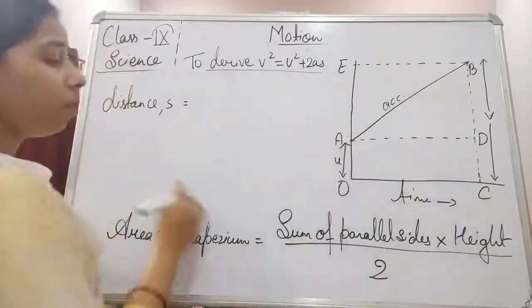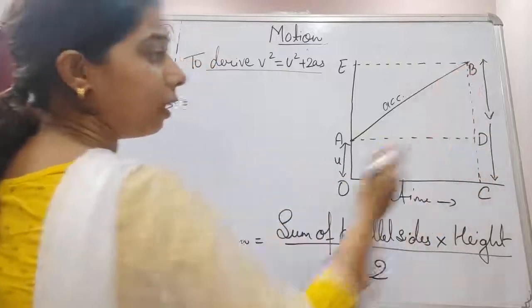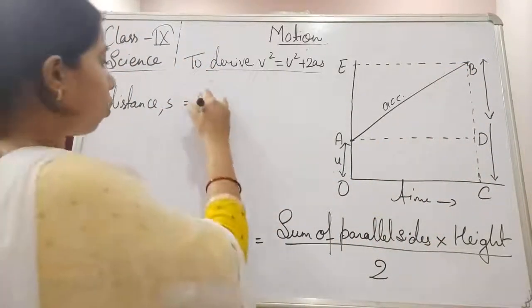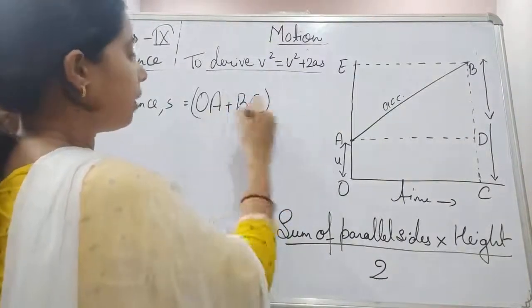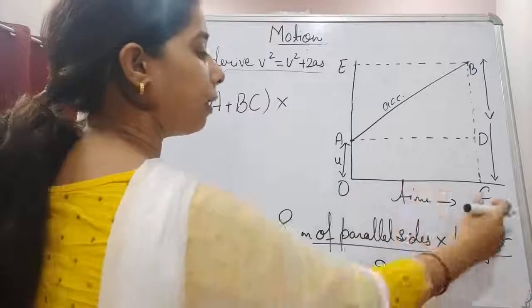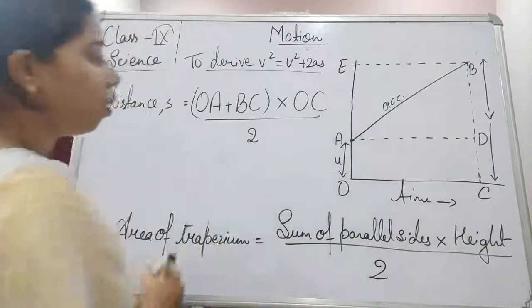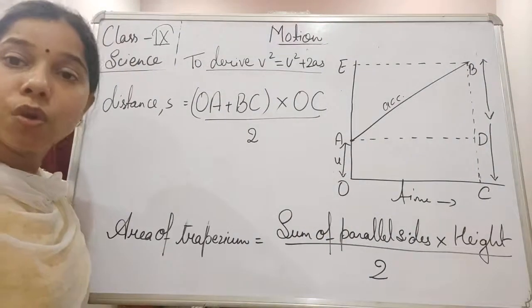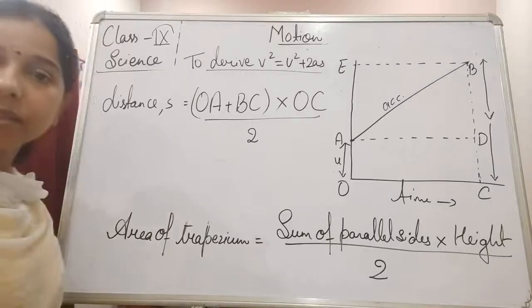OABC. Now, what are the two parallel sides? OA and BC. These are the parallel sides. So, OA plus BC, these are the parallel sides, into height, which is OC, upon 2. OA plus BC into OC divided by 2 is equal to the distance travelled.